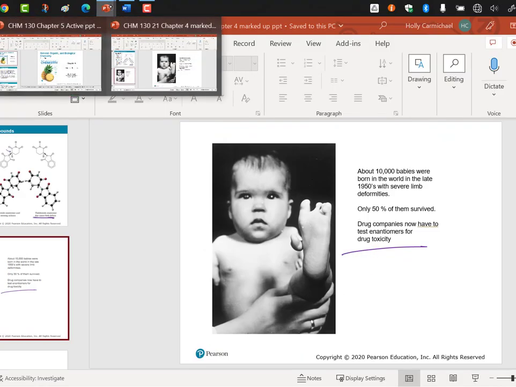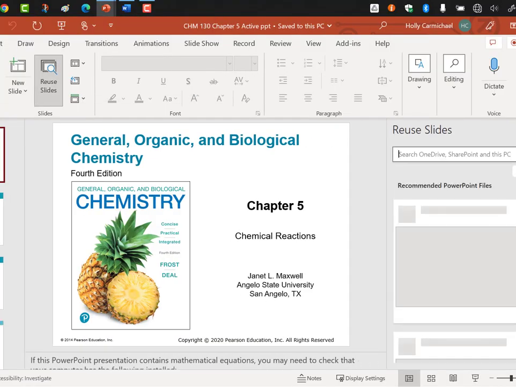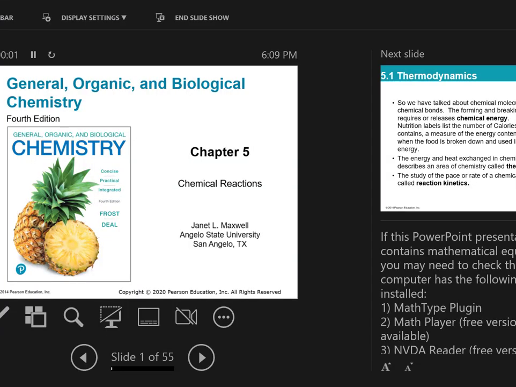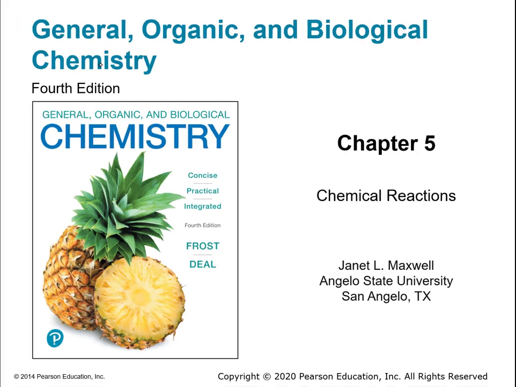All right, so that ends chapter 4, and that kind of leads us into 5. Chapter five is all about chemical reactions. Why do chemical reactions occur? What kind of factors affect them? What are the different types of chemical reactions? Then we'll finish it up with some typical chemical reactions that organic molecules undergo, ones that you're going to see over and over and over for the rest of the semester.